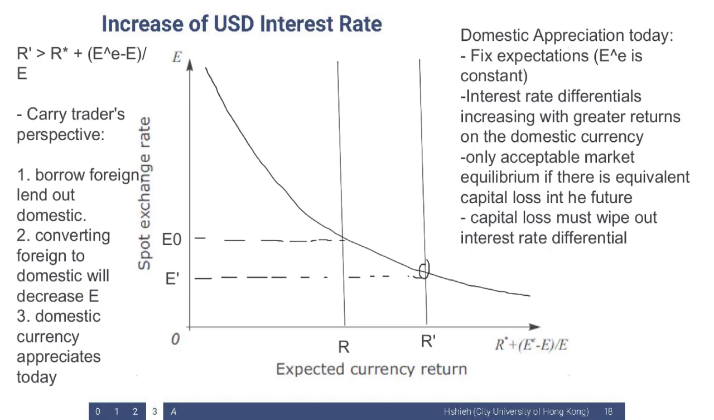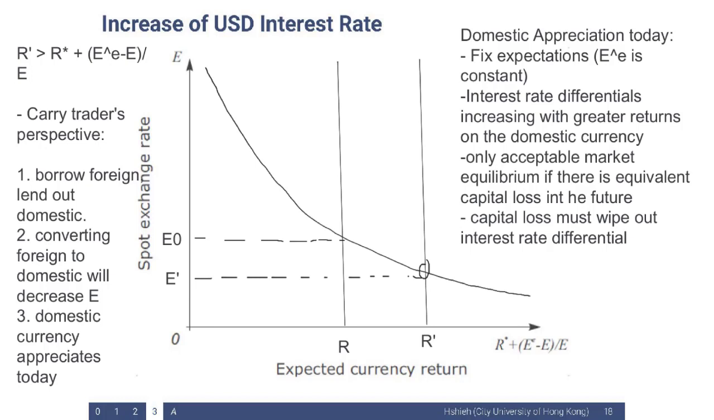Okay, you don't have to think about it that way. You can also just think about it from a carry trader's perspective, just expected value, right? You have a gap between R star plus (E hat E minus E) over E, and R. It's larger, so let me use the correct notation here. R prime, because it's a new R. So the new R changed in such a way that violates UIP, such that the left-hand side is now larger.